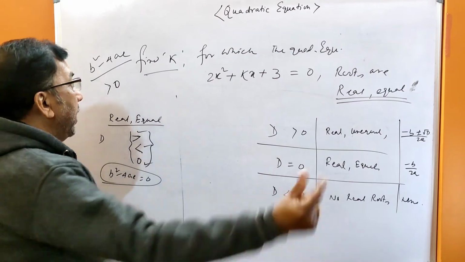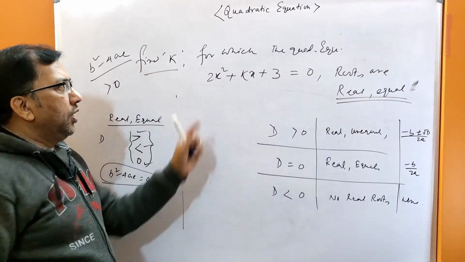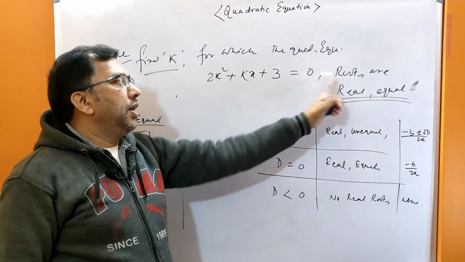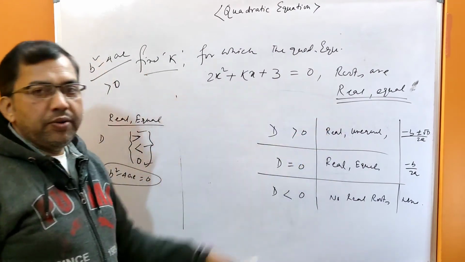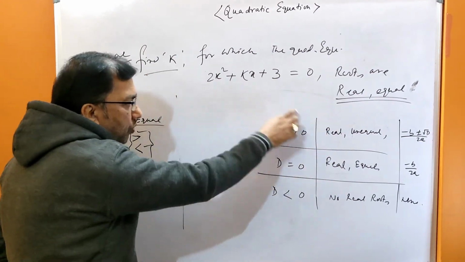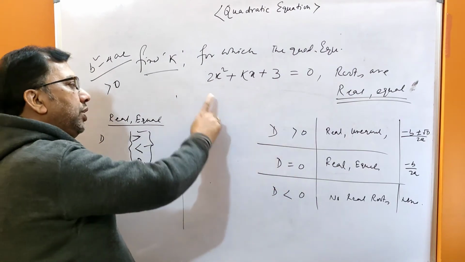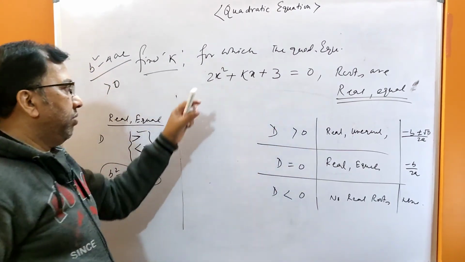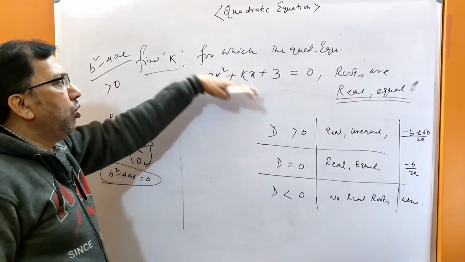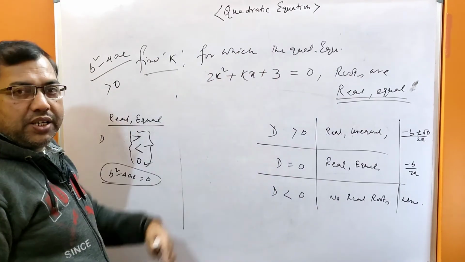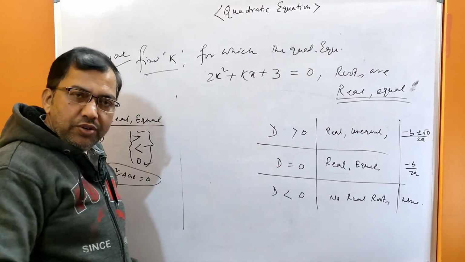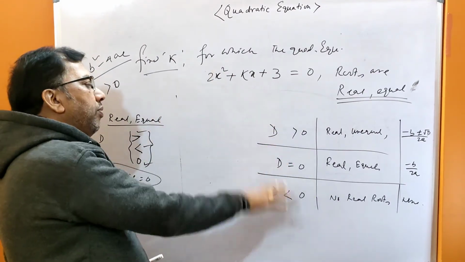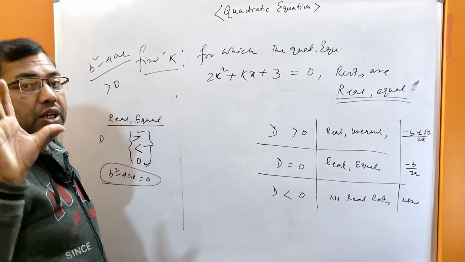But on the basis of these things, you have to find out so many sums. As for example, find the value of k for which the quadratic equation has real roots. So you have to apply this. If the equation has unequal roots, in that case you have to find D greater than 0. But if you have to find the value of k for which there are no real roots, that is the roots are imaginary, then you have to find D less than 0. So in this way, you have to find out the unknown value of k.